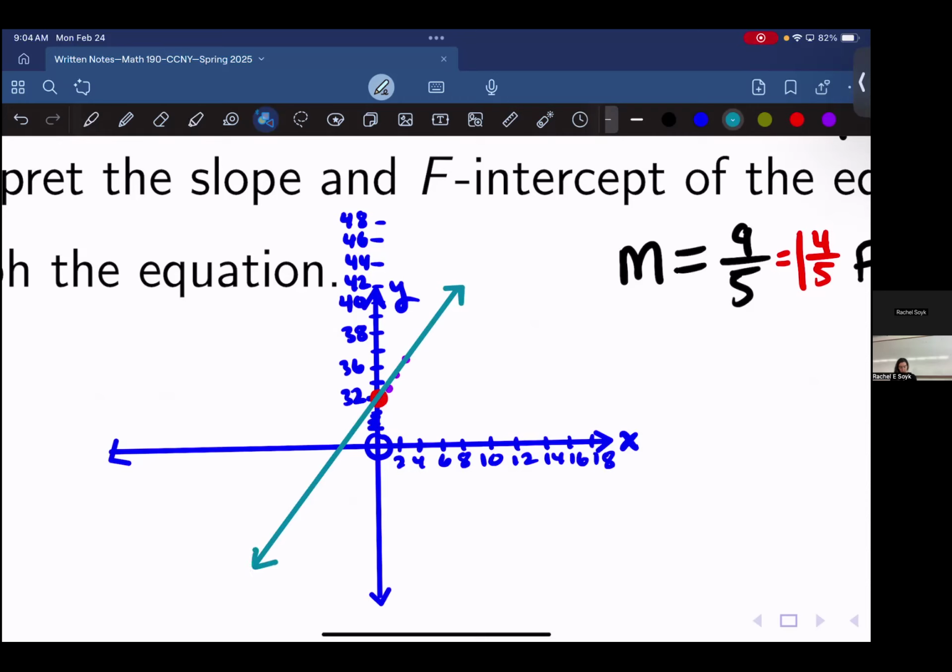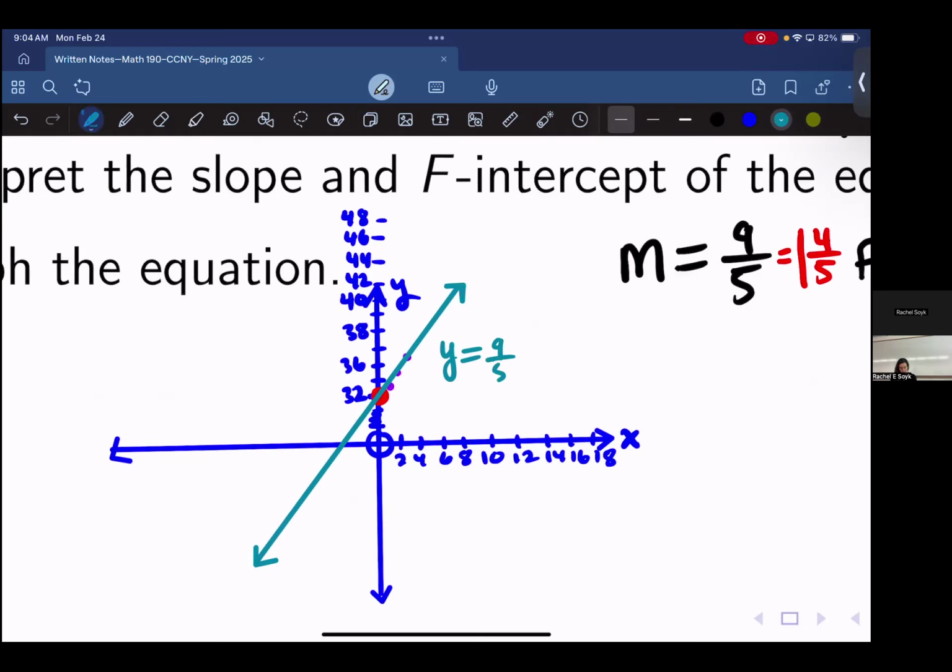Draw your arrows. And then last but not least, we'll write in our equation. Y is equal to 9/5 C plus 32. And it's not Y, it's F. And we're done.